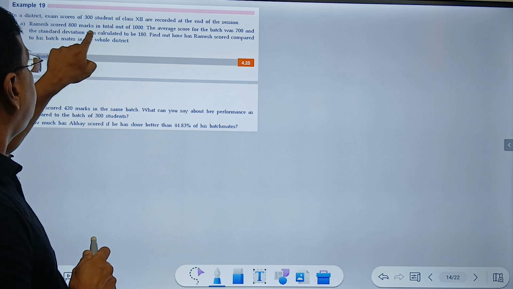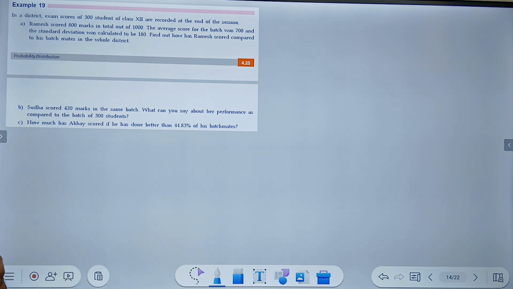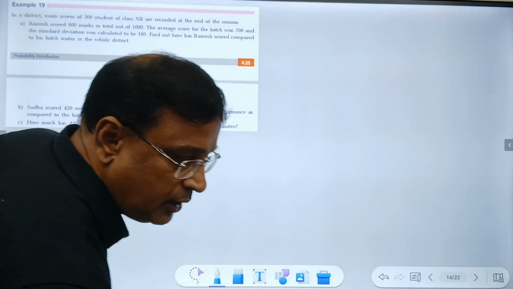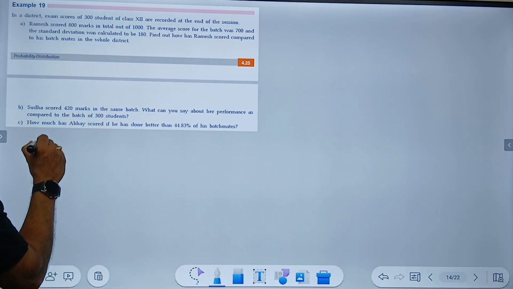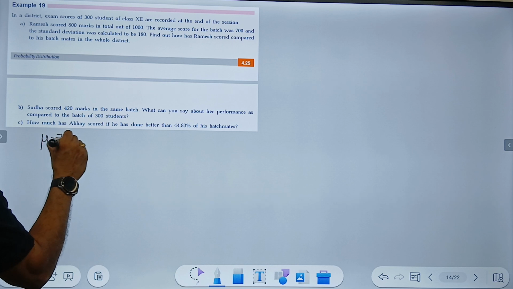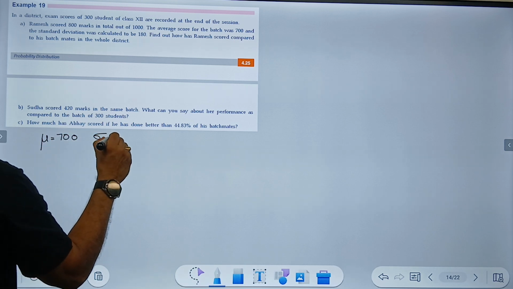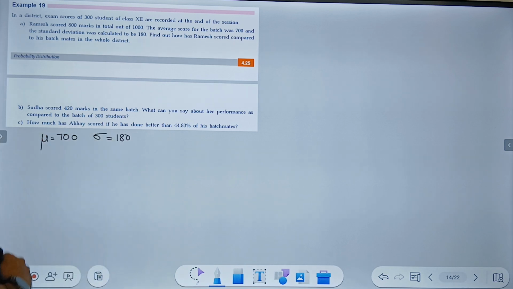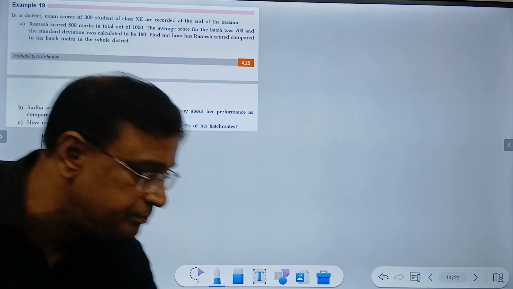Ramesh scored 800 marks in total out of 1000. The average score for the batch was 700 and the standard deviation was calculated as 180. Okay, so he has given mean is 700 and the standard deviation is 180. Find out how much Ramesh scored compared to his batch mates in the whole district. That is my first subdivision.